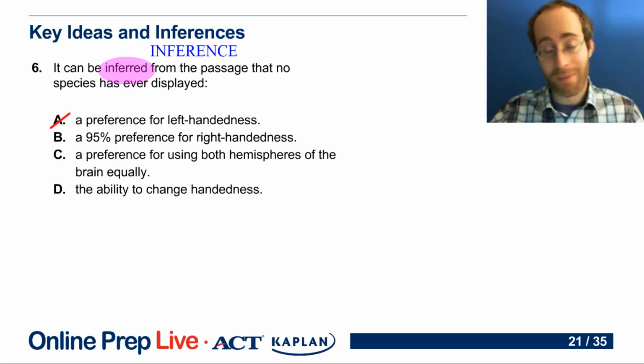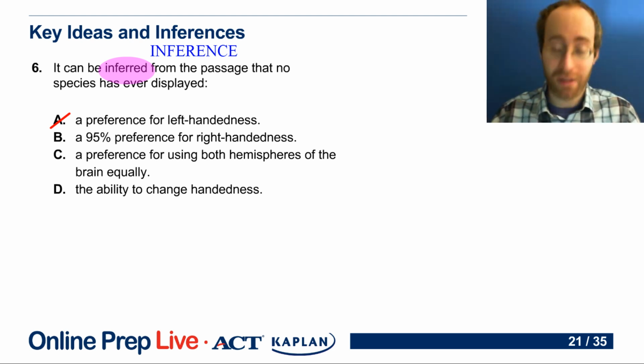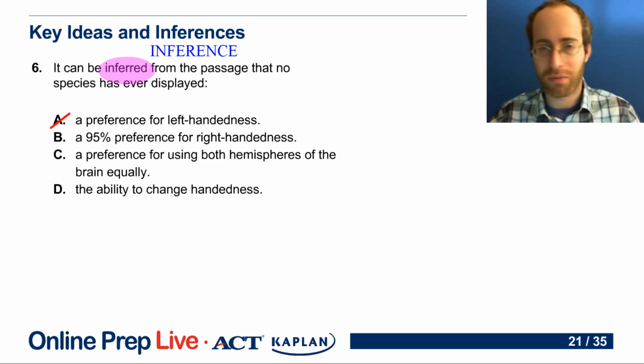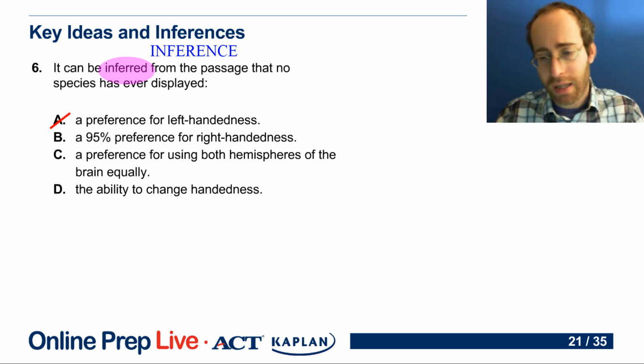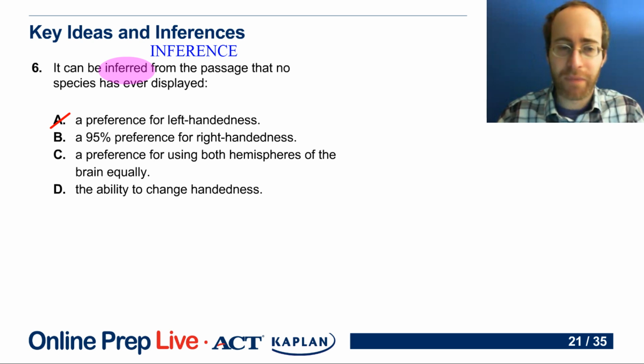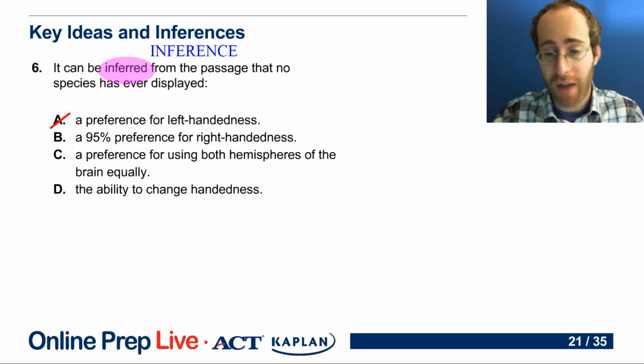So that's hard. I'm not going to lie to your face here and say this is easy. This is hard. It takes some practice to do. You have to do some very careful analysis of the relevant portions of the passage to determine if these choices are right. Let's take a look at choice B. It says a 95% preference for right-handedness. Well, let's take a look at the numbers in the passage and compare them to 95.